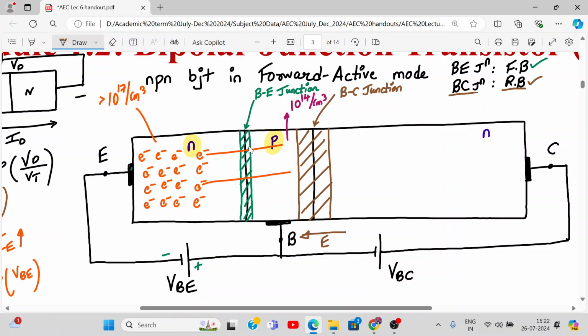And if you make it more forward biased, more of them will come. Some of them are thermally generated because of temperature, because we are raising the potential, so there is a slight increase in the temperature. All right. So more and more of these electrons are getting injected into the base terminal.